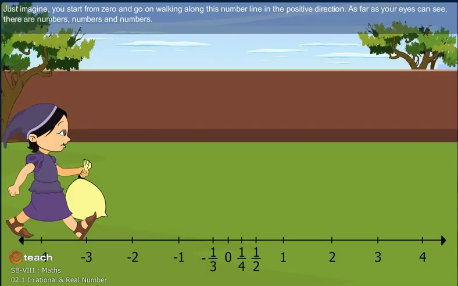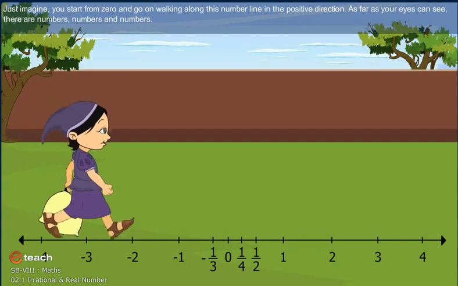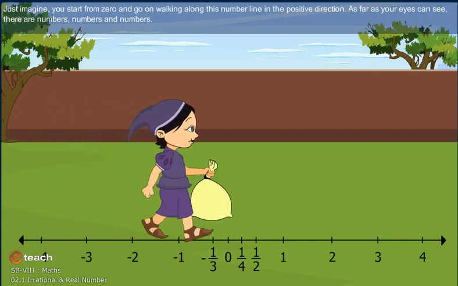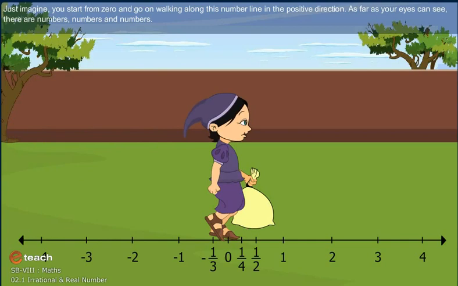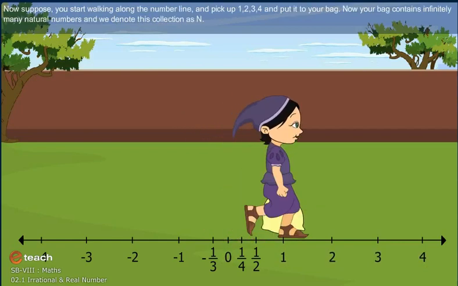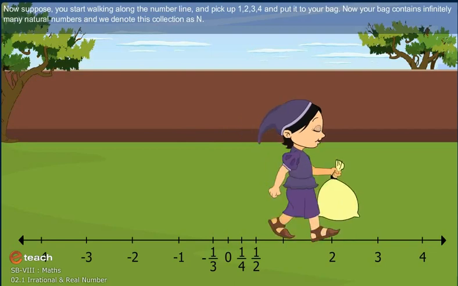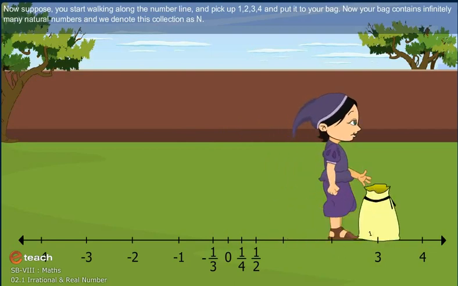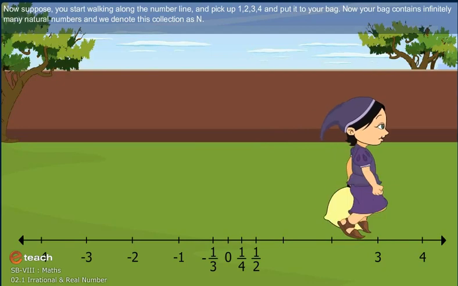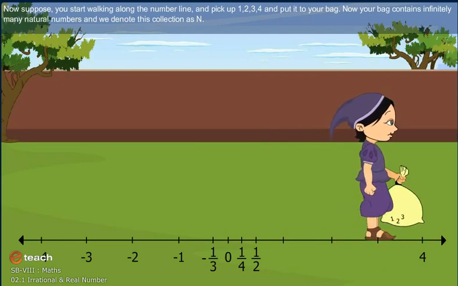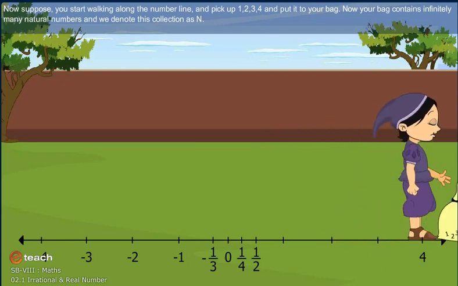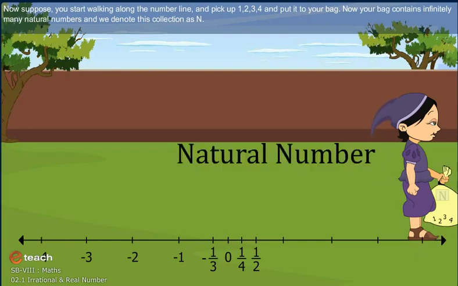Just imagine, you start from 0 and go on walking along this number line in positive direction. As far as your eyes can see, there are numbers, numbers and numbers. Now suppose you start walking along the number line and pick up 1, 2, 3, 4 and put them in your bag. Now your bag contains infinitely many natural numbers and we denote this collection as N.